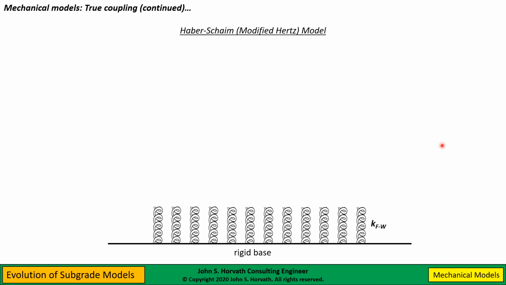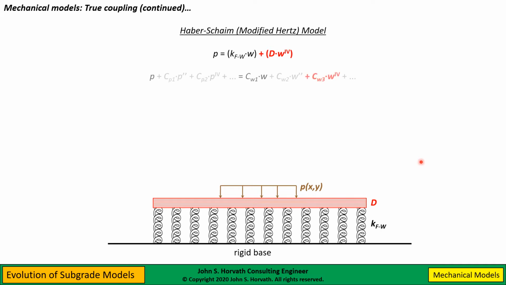Habersham wrote a little monograph some decades ago, and I call this the modified Hertz model because Hertz actually came up with a subgrade model that was a flexure-only plate over a liquid. Habersham came along some years later and instead of visualizing this as a liquid, used a spring analogy. But this is just a structural plate, bending-only plate over a spring layer. And this is the resulting differential equation.